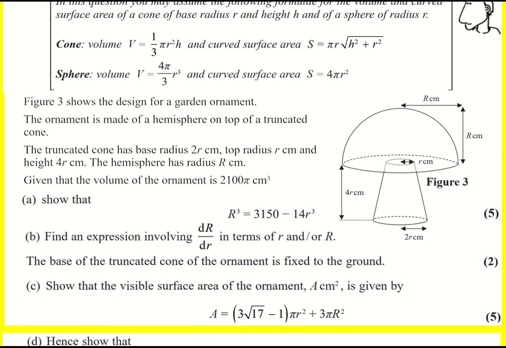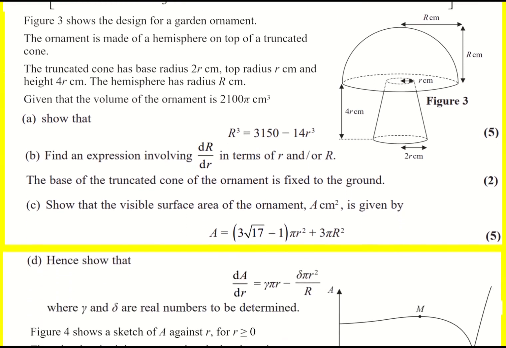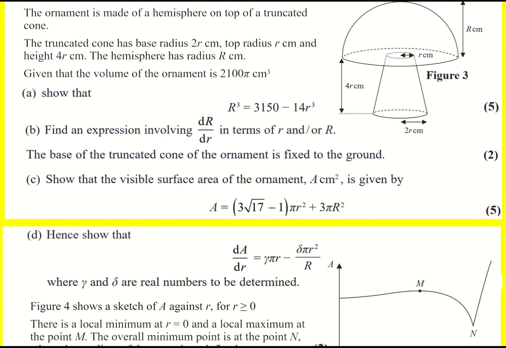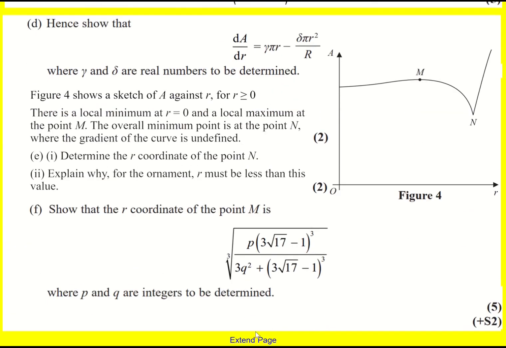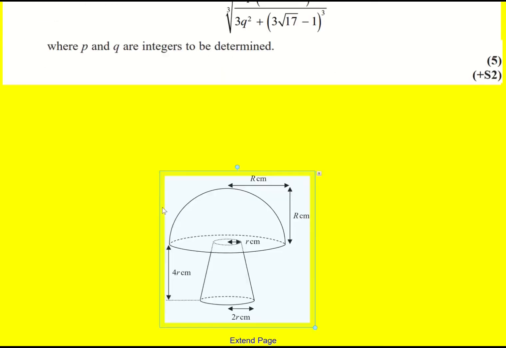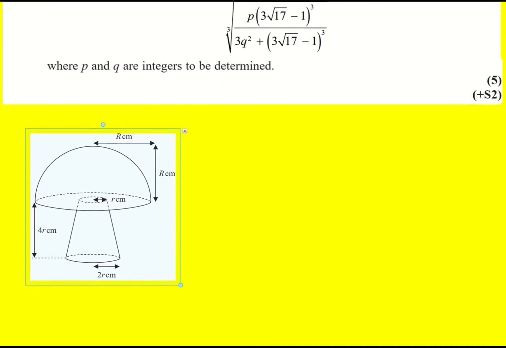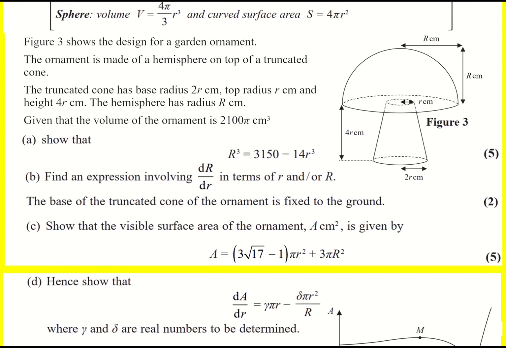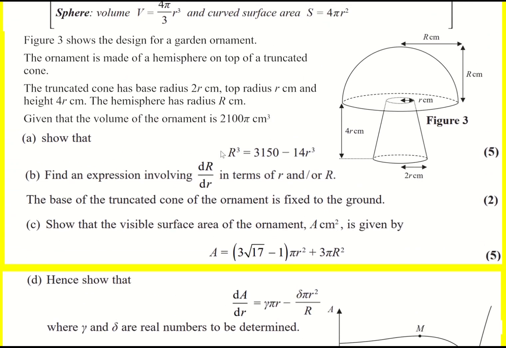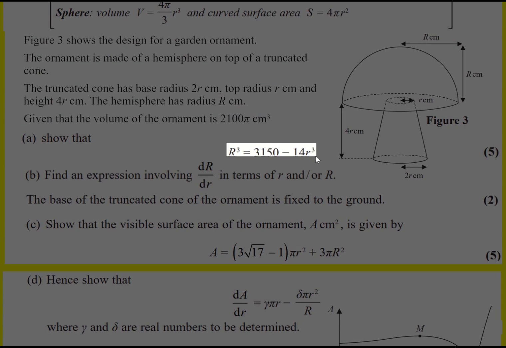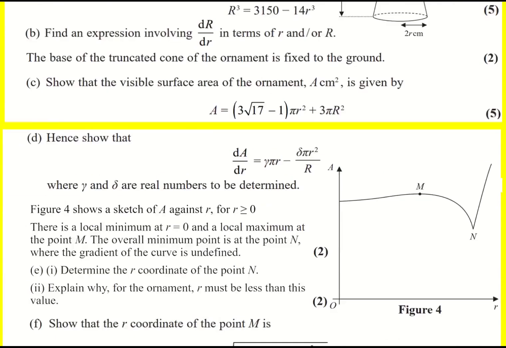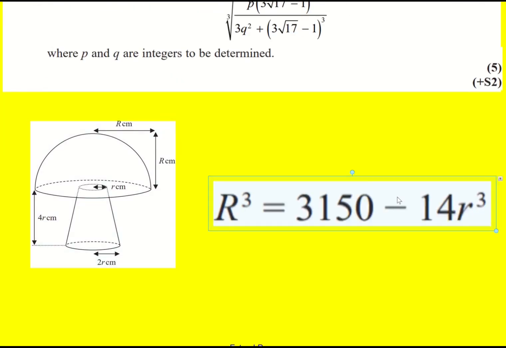This question has a lot going on. Let's just make a start. We've got the volume of this ornament is 2100 pi, and we're asked to get the value of capital R in terms of little r. In fact, let me just bring this down so I can keep my eye on it as I'm deriving.